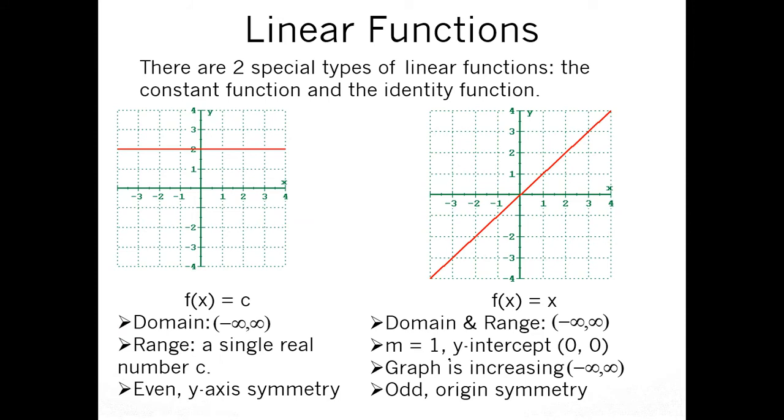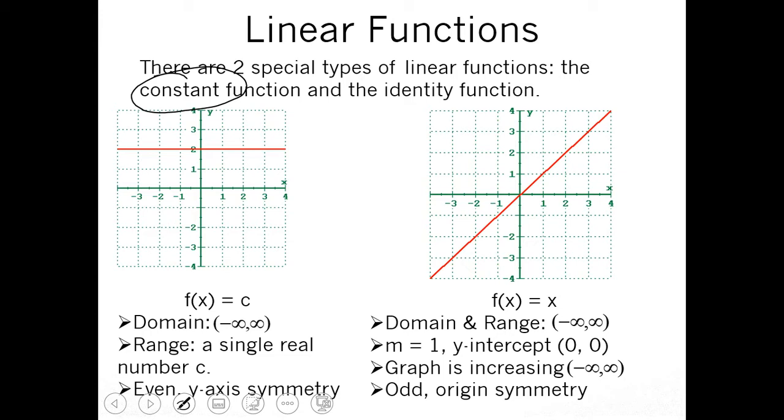So to start us off, there are 2 different kinds of linear functions, one of which is the constant function and the other of which is the identity function. So the constant function is f of x or y equals any constant number, in this case 2, but could be anything. The domain is, of course, all real numbers, and the graph will always look like a horizontal line. These will always have a slope of 0.